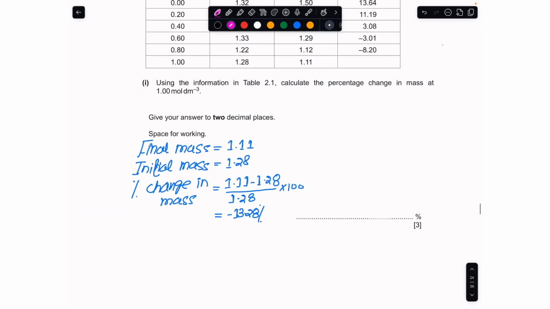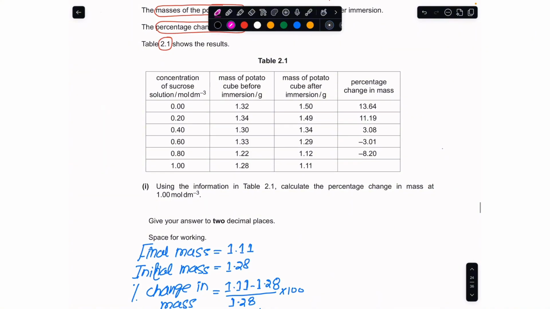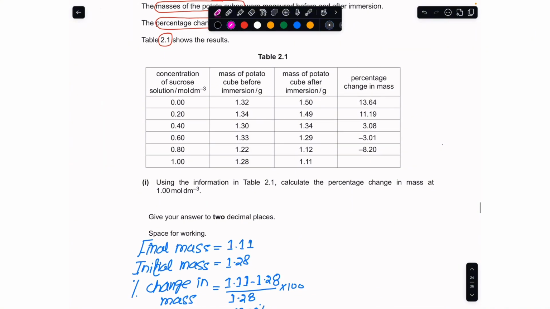So if I just take you back toward the readings that we have got for 0.60 mole per dm cube and 0.80 mole per dm cube, what I see is that for this higher concentration of the sucrose solution, the percentage change in mass is far greater than the percentage which they have given us for 0.6 mole per dm cube.